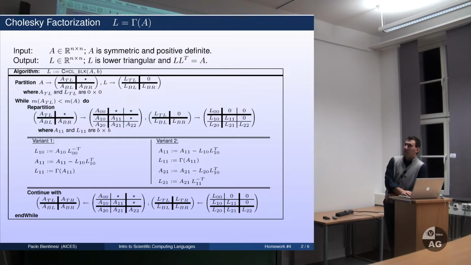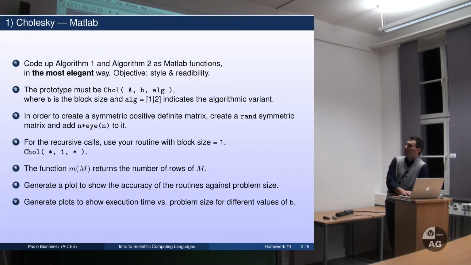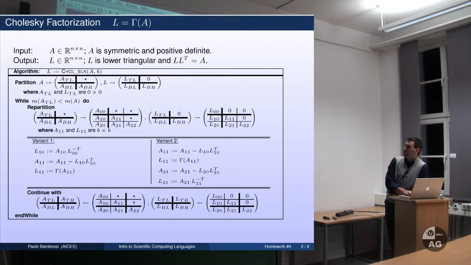In case you don't know how to create a symmetric positive definite matrix because you don't remember what I said last week, I wrote it. In order to create such a matrix, this is what you can do. So there is no excuse not to create it.